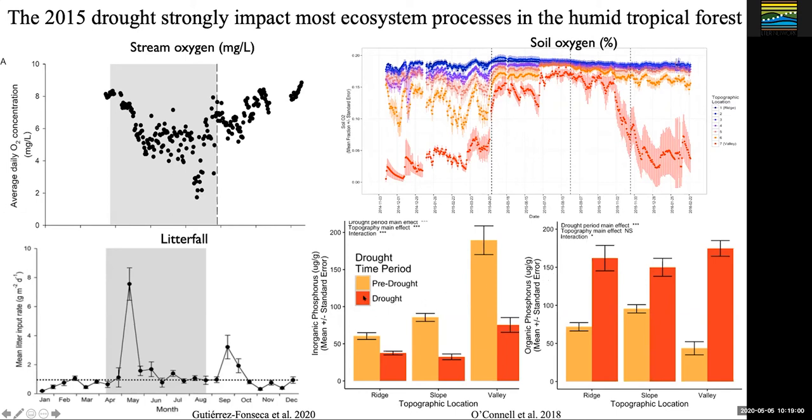Particularly here, it affected the form of phosphorus that we saw cycling in soils. Phosphorus is the element that's most commonly thought of as limiting to net primary productivity in tropical forests, so it's highly relevant. And what we saw during the drought was that the extractability of inorganic phosphorus declined dramatically across the landscape. And we saw an increase in organic phosphorus, probably because of those litter fall events across the landscape.